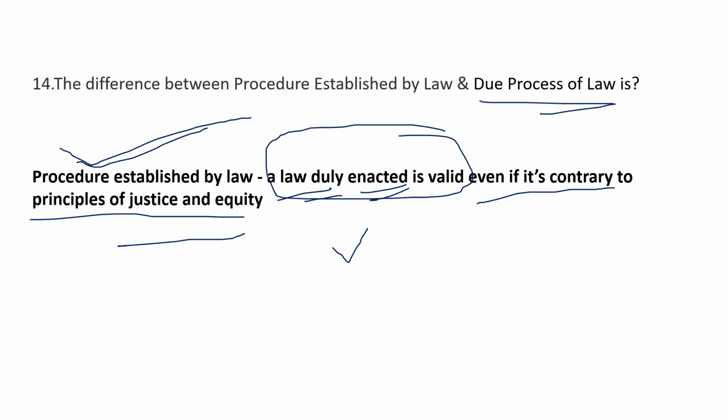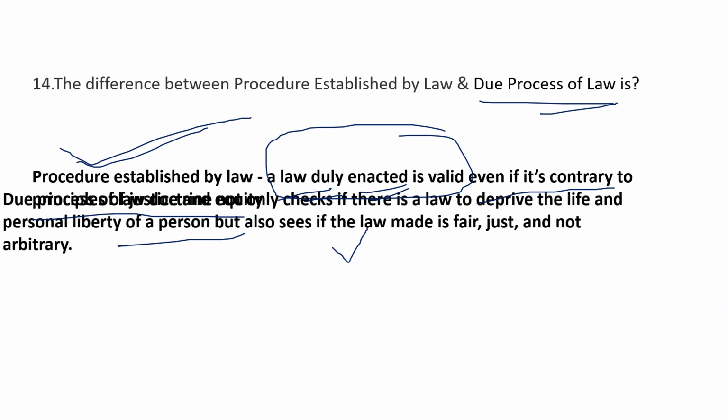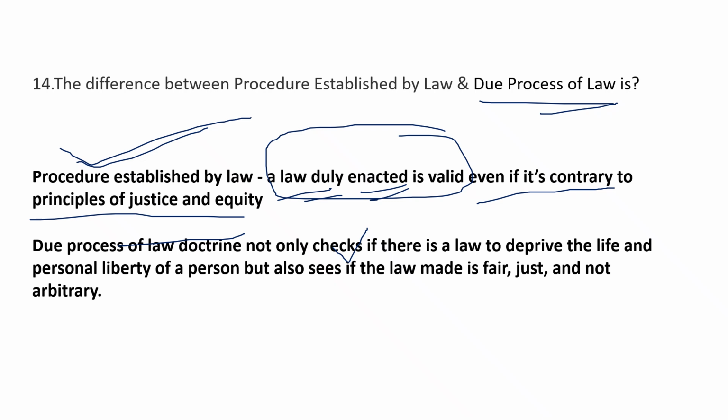In due process of law, it not only checks if there is a law to deprive the life and personal liberty of a person, but also sees if the law made is fair, just, and not arbitrary. The law made is fair and just, and it is not arbitrary.